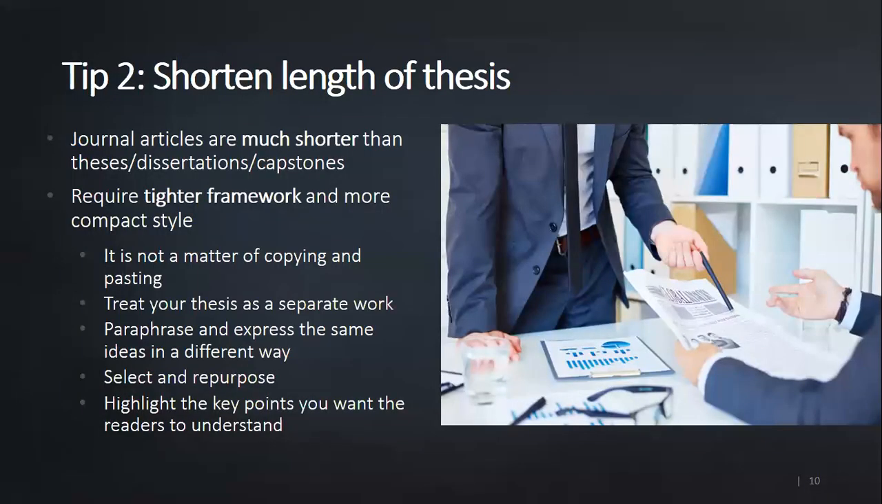Tip number 2, shorten the length of your thesis. This is another challenge that we always face, because your thesis is 50,000, 60,000, 70,000 words, and you want to bring it down to 4,000 to 5,000 words. Journal articles are typically much shorter than theses. The precise word limit will normally be stated in the guidelines for the authors. So be sure to use a tighter framework and a more compact style when you are writing.